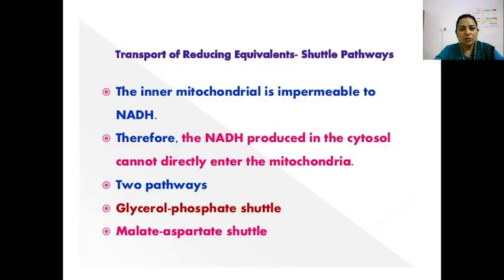Now, transport of reducing equivalents, that is the shuttle pathway. The inner mitochondrial membrane is impermeable to NADH. Therefore, NADH produced in the cytosol cannot directly enter the mitochondria. So two pathways are used, that is the glycerol phosphate shuttle and the malate aspartate shuttle.